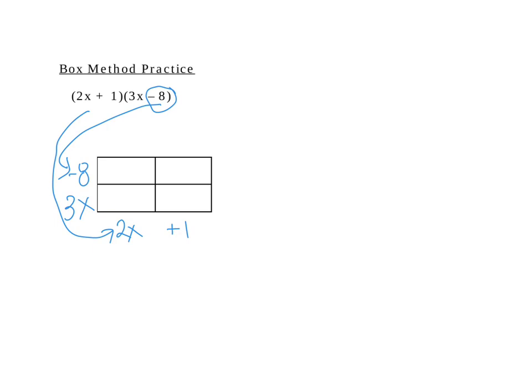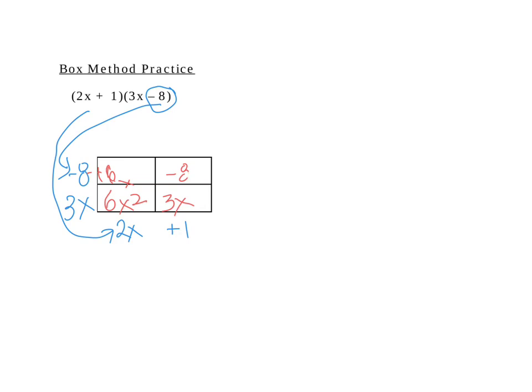2x times 3x, well, 2 times 3 is 6, and x times x is x squared, so we have a total of 6x squared. 2x times -8, well, 2 times -8 is -16. Oh, my goodness. That's a -16x. And 3x times 1, 3x. 1 times -8, -8. Excuse me, -8, not -8x. What am I thinking? All right.